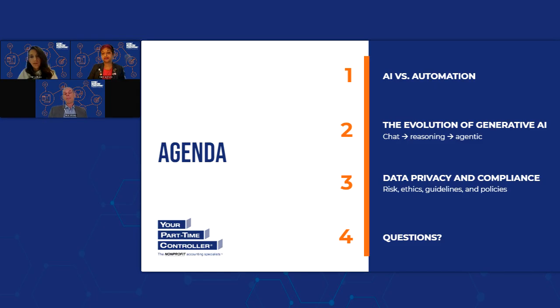So we're also going to talk about the evolution of generative AI from basic chat with a large language model to what are now called reasoning models, and ultimately to the buzzword of 2025, which is agentic AI. We'll think about how those expand the horizons of what AI and automation can do. And then we also need to get into data privacy and compliance to talk about risk, ethics, and guidelines and policies, because using these tools effectively and responsibly are really one and the same.